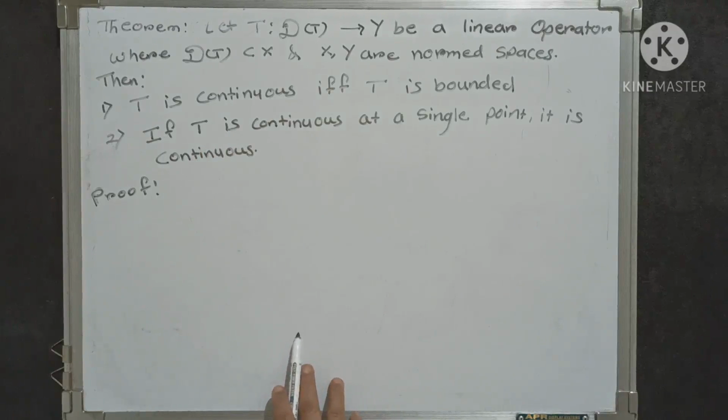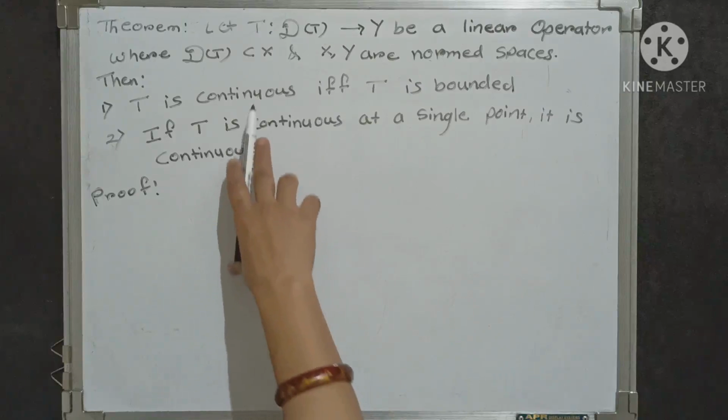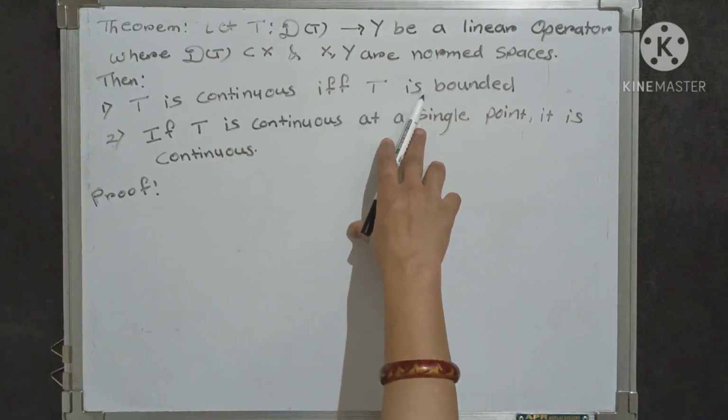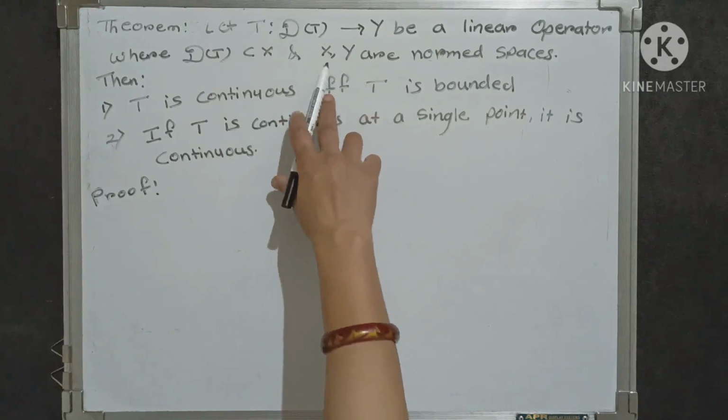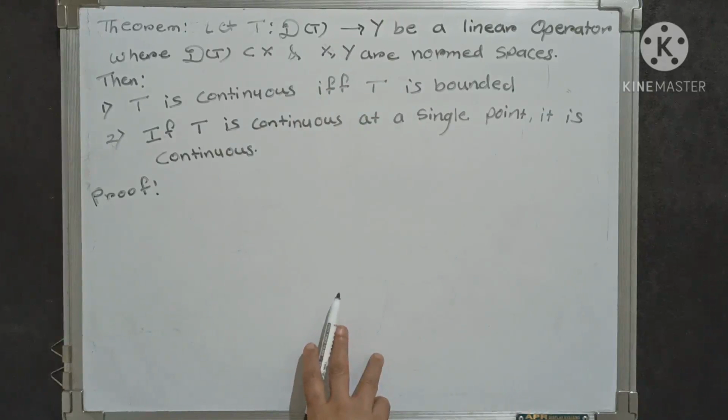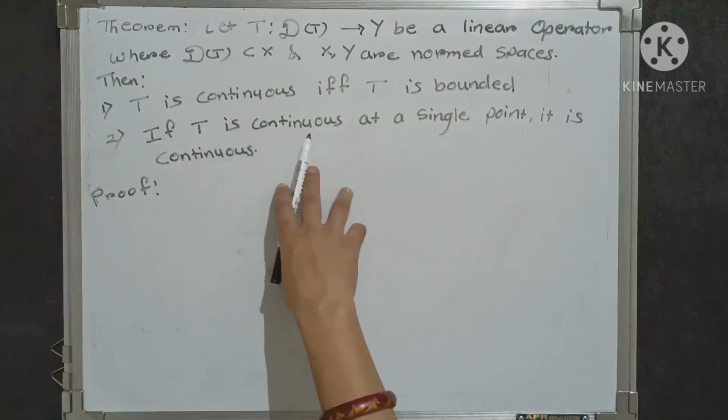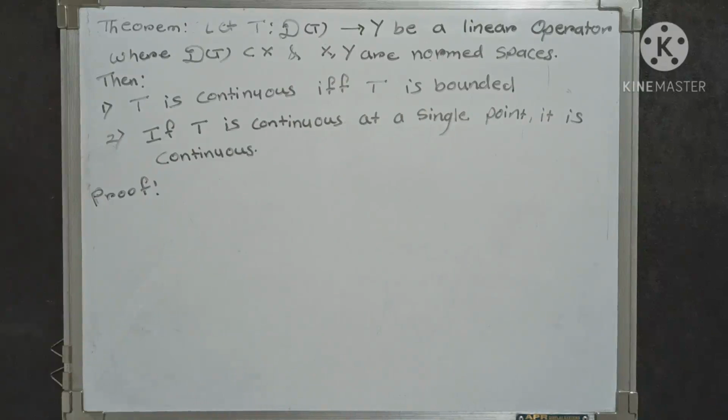That means here we have to show that a linear operator is continuous if and only if it is bounded. This is true where X and Y are normed spaces, and if it is continuous at a single point, then it is continuous. That is what we have to show. So firstly we prove the first statement, that is, T is continuous if and only if T is bounded.